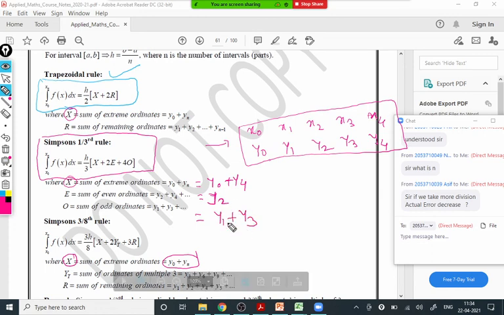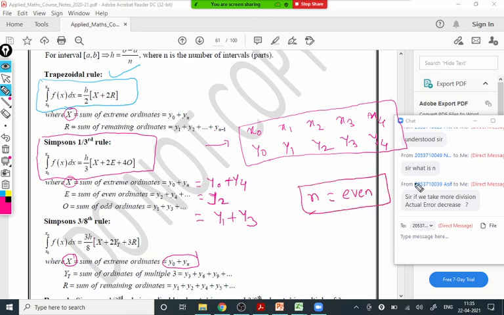So this way you can get the values of x, e, and o, and you just have to replace them there, and you get the approximate value of the integration. Now, one condition is there for Simpson's one-third rule: n should be even. This is a very important condition. Only then is Simpson's one-third rule used.